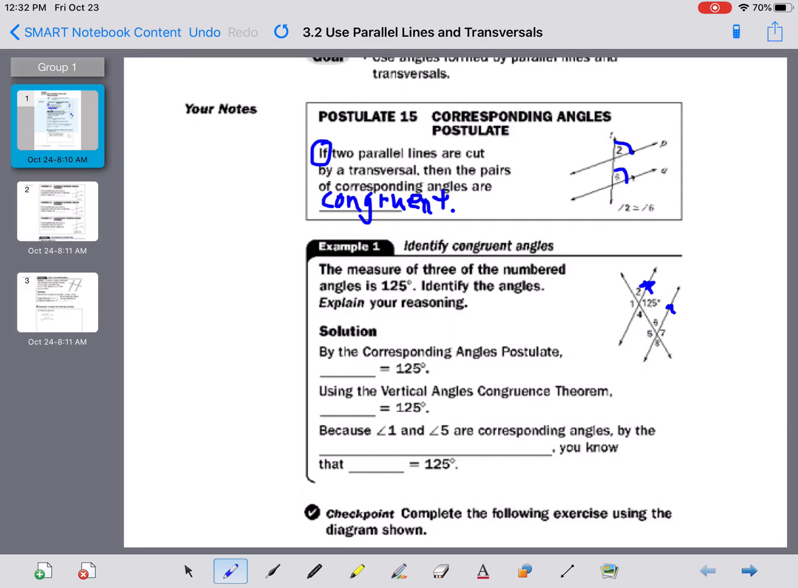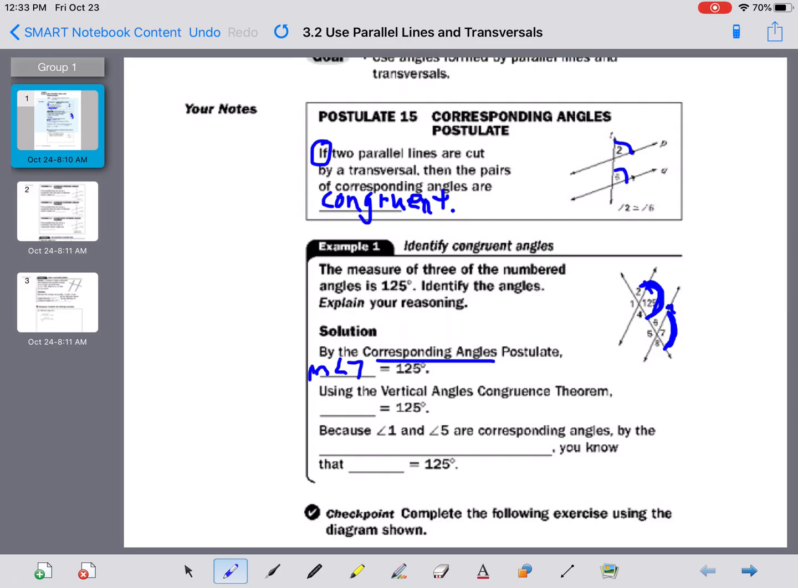So they give me right now angle 125 degrees. Okay, they want me to find the other measures of some of these. Well, because of my new rule, this 125 is kind of on the right side of that X, and so is angle 7 down here. That means angle 7 is also going to be 125, okay? And that's by corresponding angles. Again, you don't have to worry about the postulates. If you can tell me corresponding angles, I know they're congruent, okay?